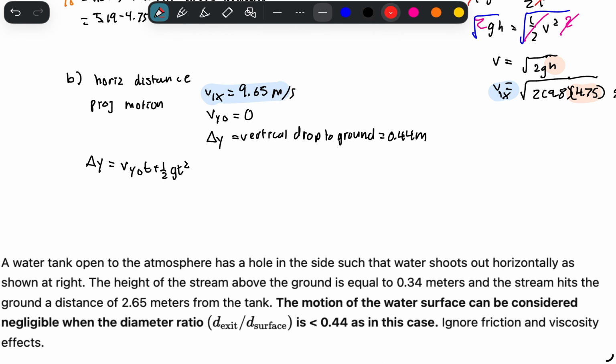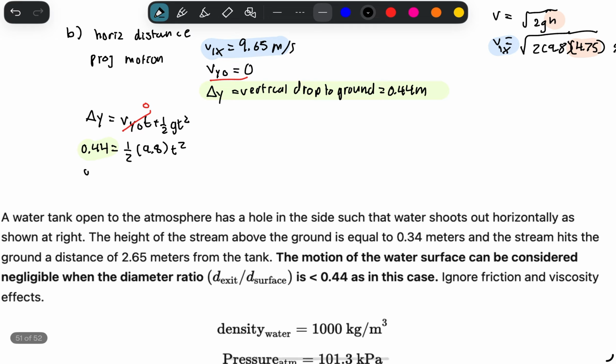Because vy initial is equal to 0, this whole term is going to cancel out. So we can just substitute in everything else now. We're going to have 0.44 is equal to 1/2 times 9.8 times t squared. And this was substituting in this delta y right here. So now you have 0.44 is equal to 4.9 t squared. T squared is equal to 0.44 over 4.9, which is equal to 0.0898.